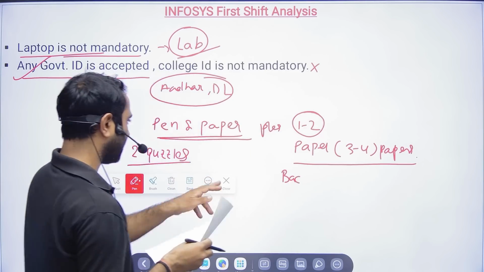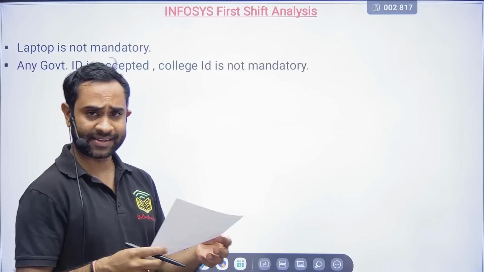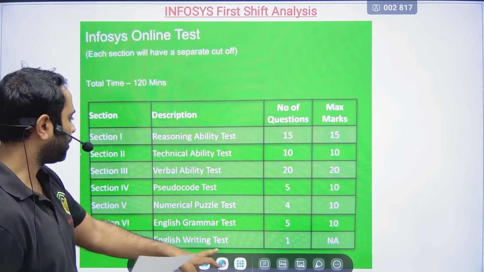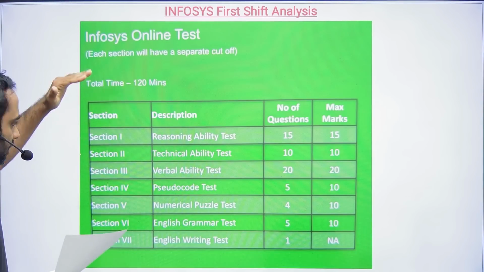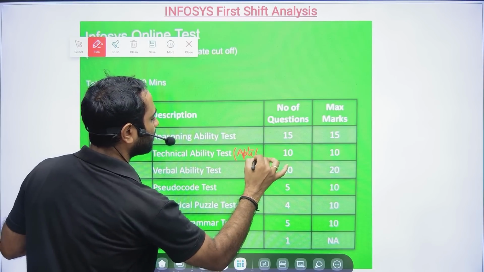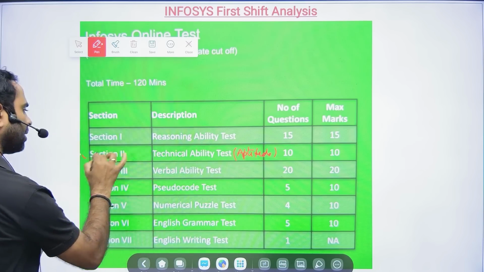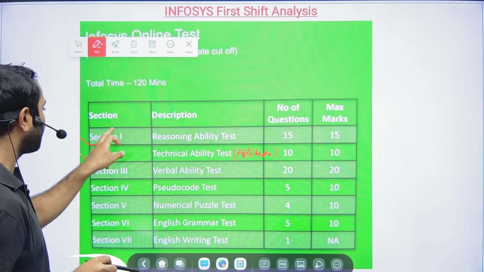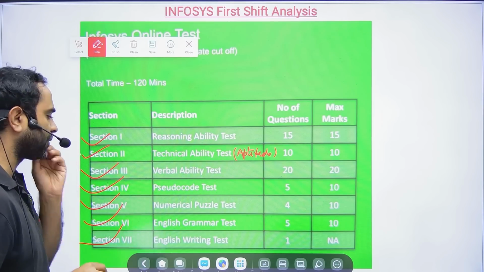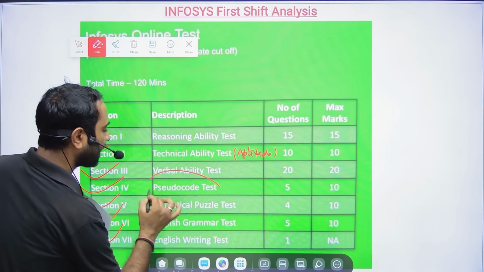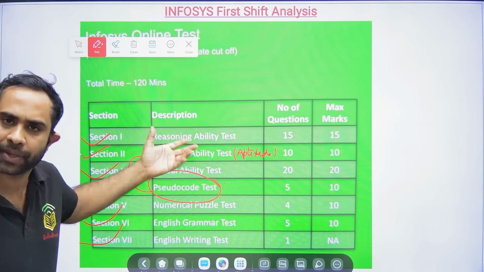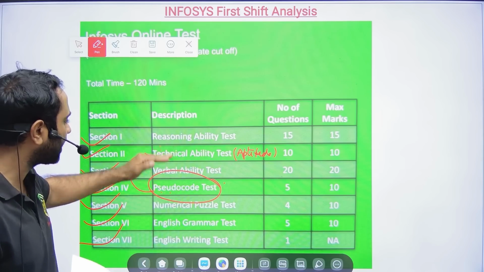One more important thing, friends, I wanted to tell you. You can select the section of your choice. Let me go back and explain. If you want to start the Infosys exam with technical ability, start with technical ability, or start with reasoning, verbal ability, pseudocode, numerical puzzles, English grammar, or English writing test. If you are in pseudocode and want to jump to some other section, you can jump in between, from here to there and back.